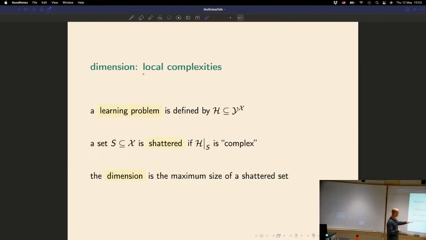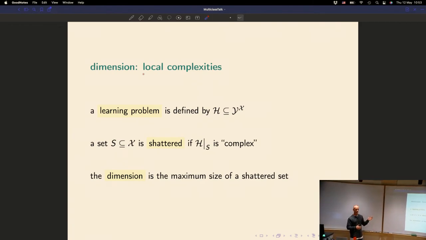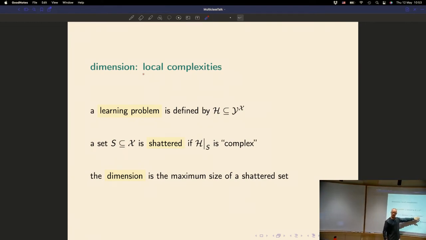And then the dimension is defined as the maximum size of a shattered set. So we look at all local views, find the maximal one that is shattered, and this is the dimension. So it's a very general mechanism to define a dimension for a learning problem. And the only thing we need to choose is the notion of complex. How do we measure complexity? Does this make sense?